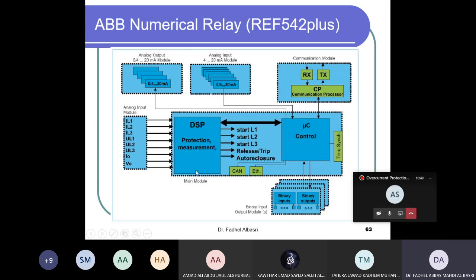Based on these inputs, the relay will decide whether there is a normal operating condition or an abnormal or short circuit condition. All the protection and measurement functions are built within the DSP board, and these only control which input has to come first, and so forth. I can also have Ethernet inputs to a relay, and inputs from a GPS antenna for time synchronization and so forth.